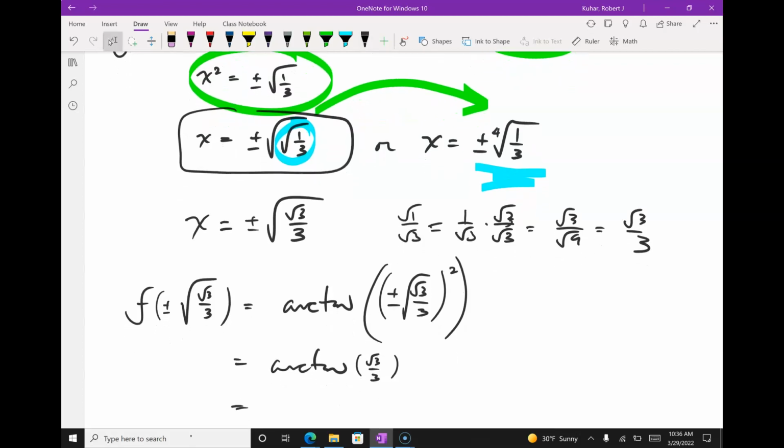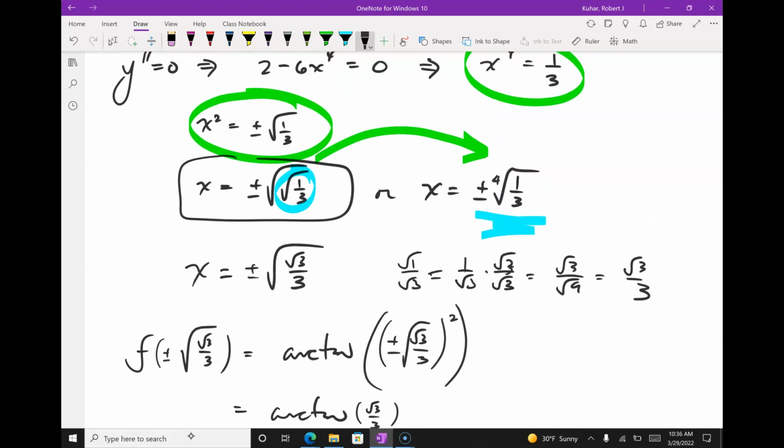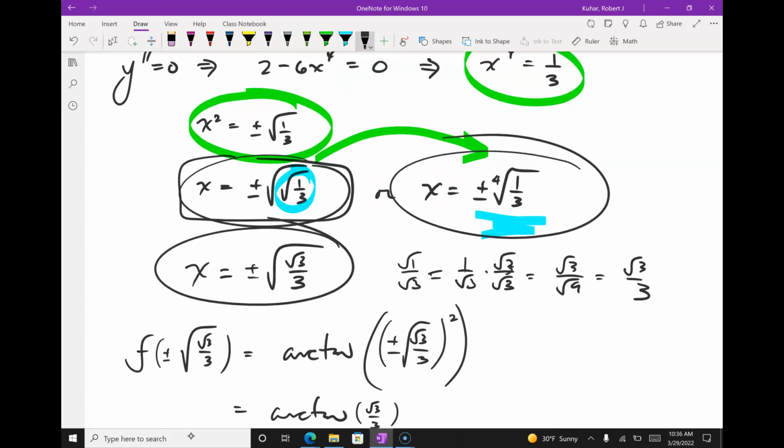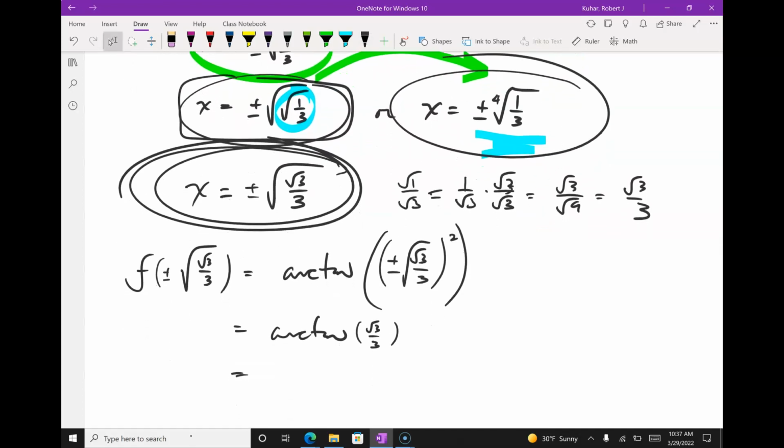Either way, I'm saying these are all equivalent. This is equivalent to this is equivalent to this. Why did I finally decide on this one? Because I see my reference angle for arctan. I see my reference angle for tan. Right? What's the reference angle? Pi over 6 or pi over 3? Who agrees with pi over 6? Who agrees with pi over 3?